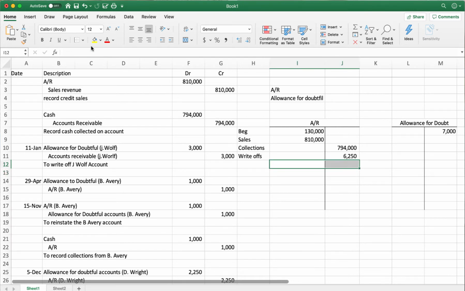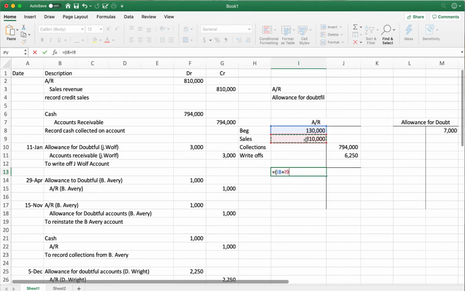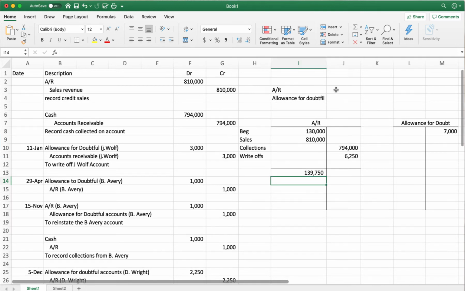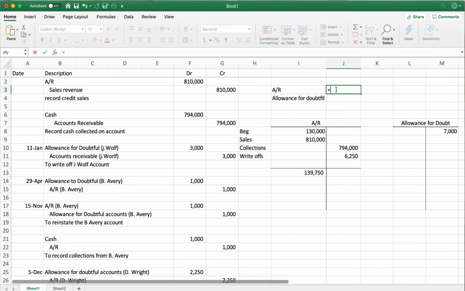What's my ending balance? Super simple to do. I have my beginning balance plus my credit sales minus my collections and my write-offs. I have an ending balance of $139,750. That's my accounts receivable balance. I'm just going to plug that in. Okay? So let's look at our allowance, right? Well, we originally had a balance of $7,000.